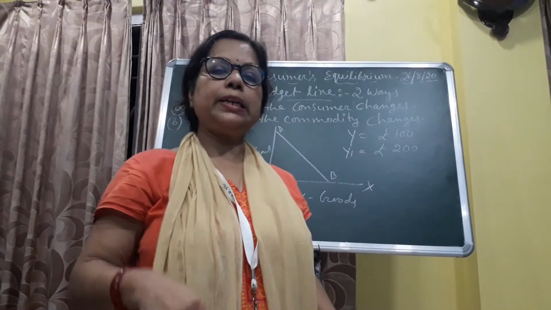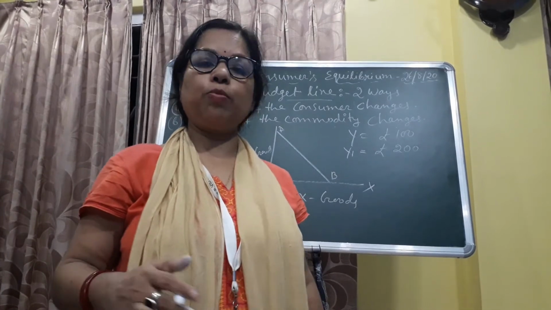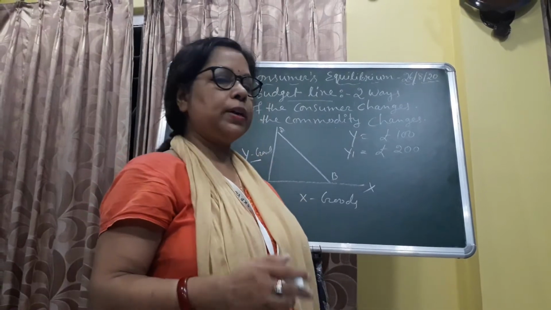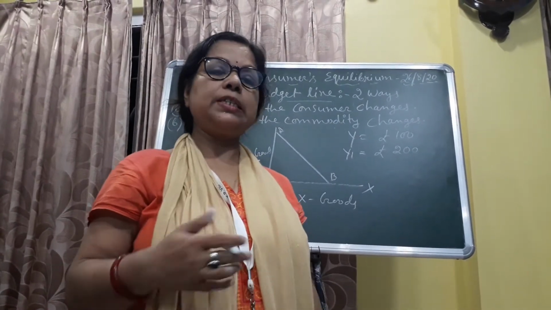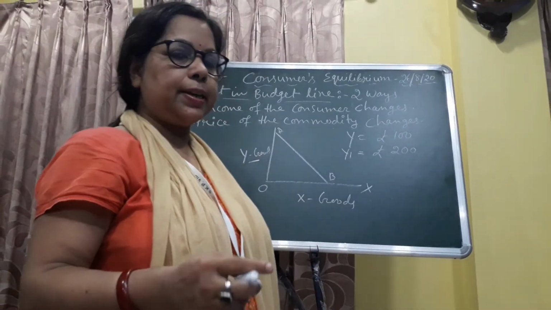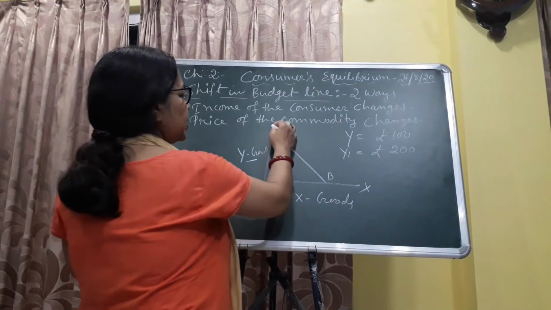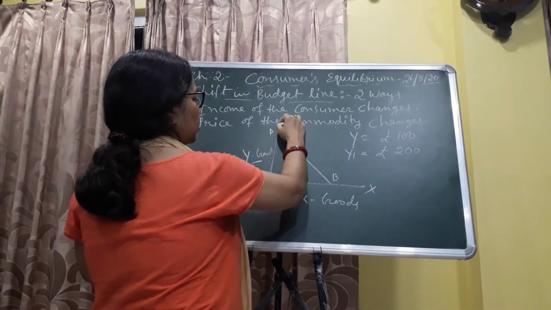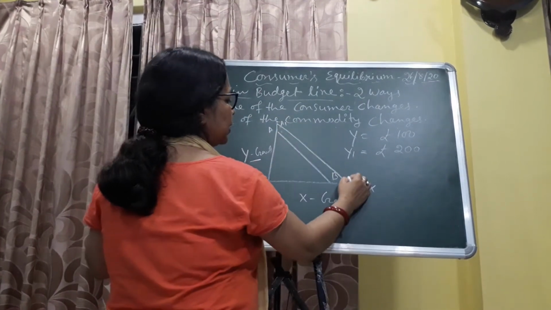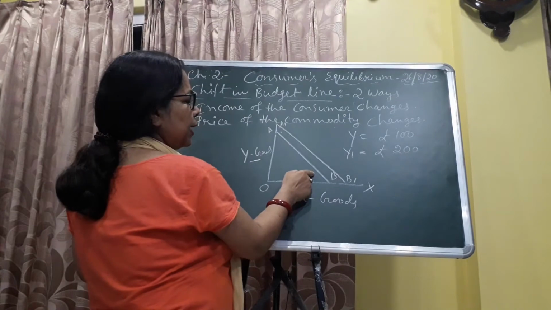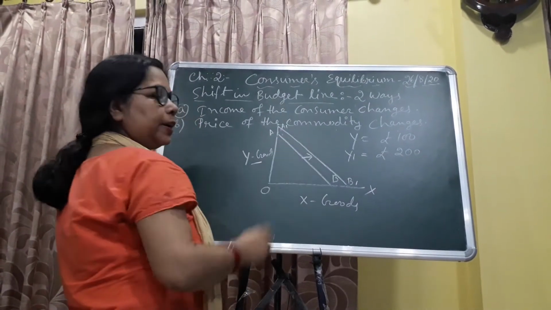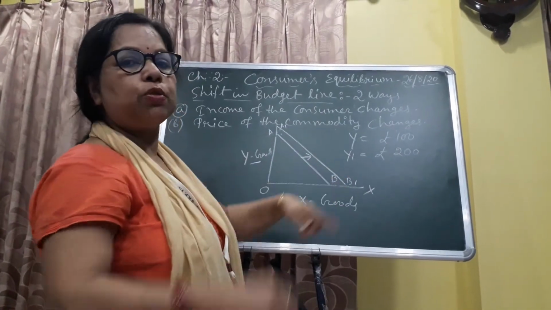We know that when income changes, the demand for the commodity also changes, tastes and preferences also change. So that's why the budget line also changes. The budget line will shift. In which direction? In the right direction. So when income increases, the budget line shifts to the rightward direction. This is A1 and this is B1. So AB shifted to A1B1. Income increases, budget line shifts to the right side.